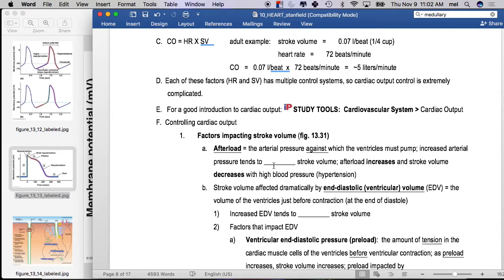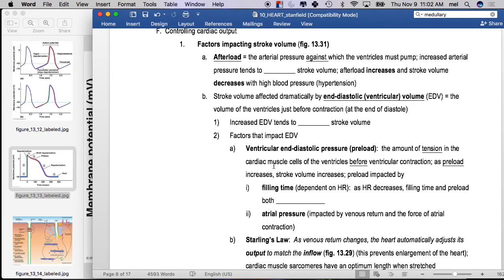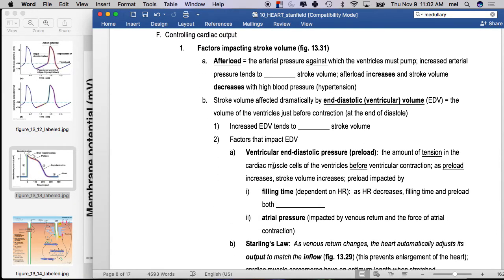Okay. But what I'm going to do is start by looking at stroke volume, because we already know a lot about heart rate, right? We already know that the primary ways that you regulate heart rate is with the sympathetic and the parasympathetic nervous system. And then we're also going to have some hormones that can regulate heart rate that you might or might not know yet. Everybody okay with that? So we're going to start with stroke volume.